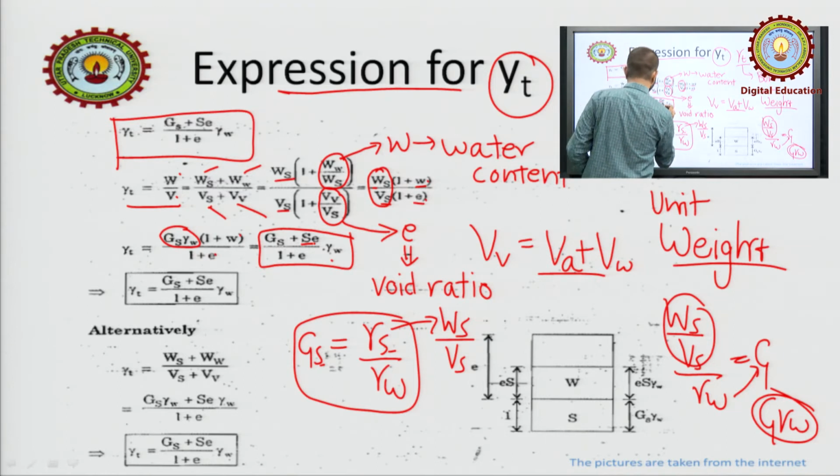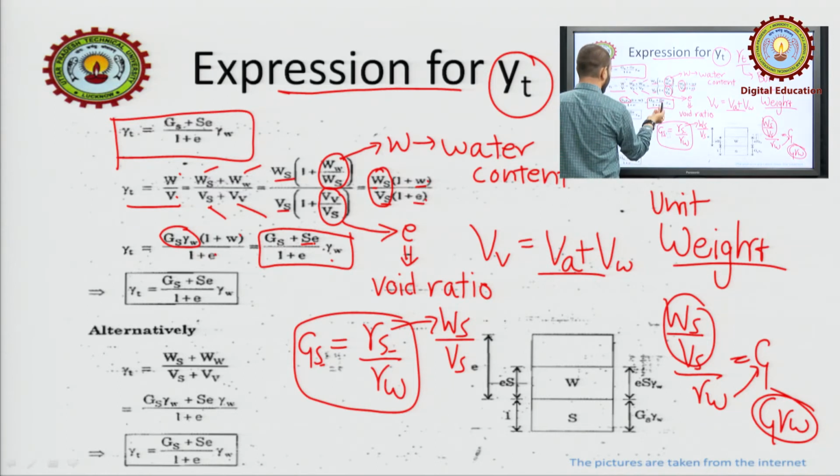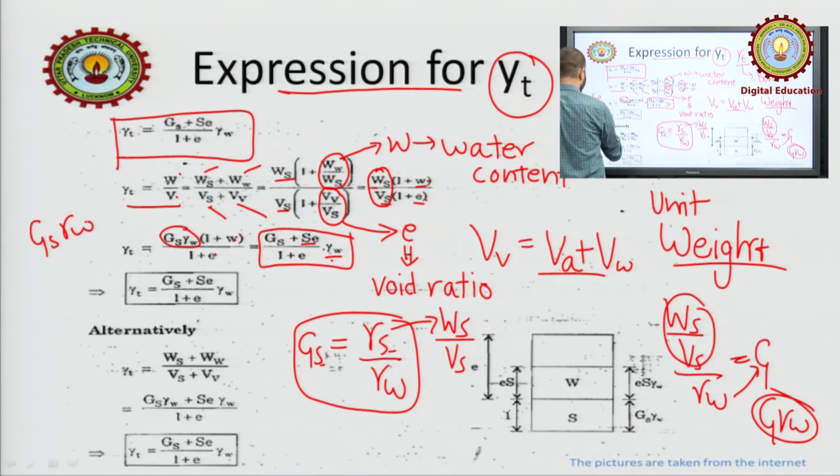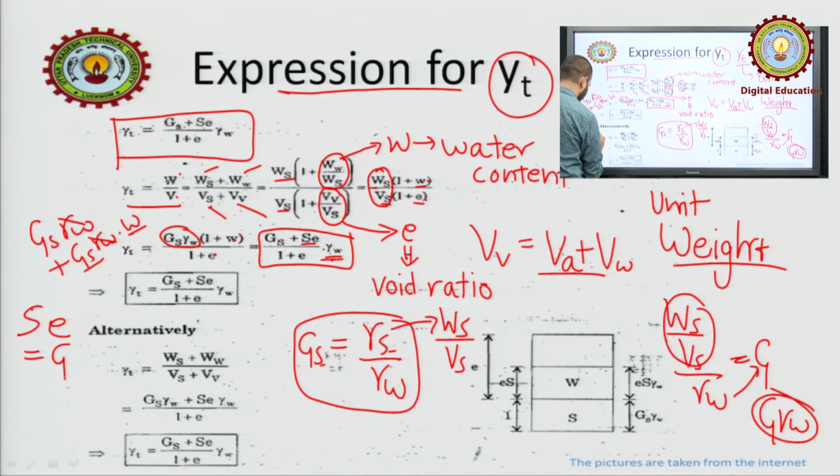Yes, you might get confused about how this Se is there. Actually, when you multiply with this, because gamma w is outside already, we get Gs gamma w plus Gs gamma w into w. Now leave this gamma w because it is already out here, so we will be remaining with Gs into w. Now, if you remember the expression I was telling you, S into e is equal to w into Gs. So this Gs into w is substituted with S into e.